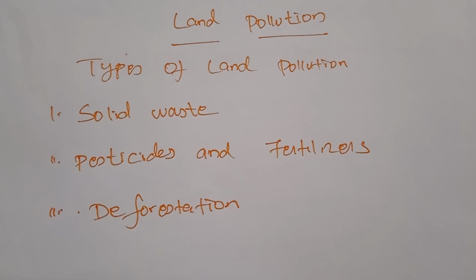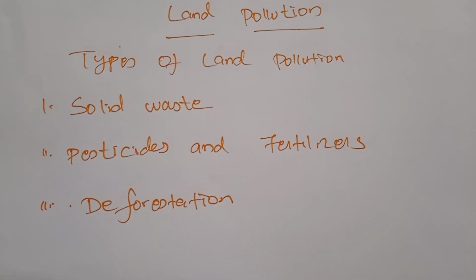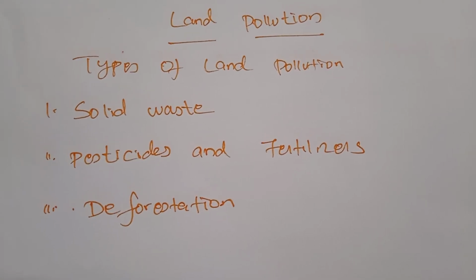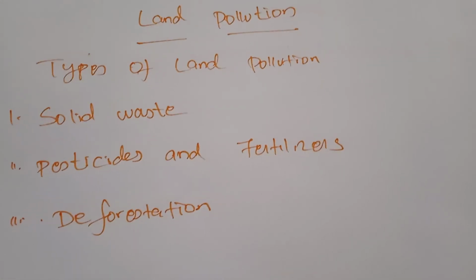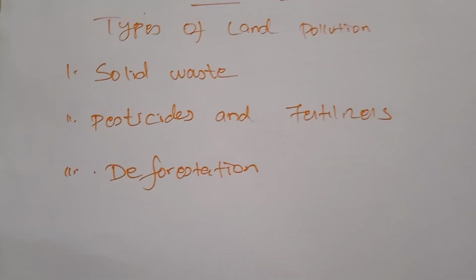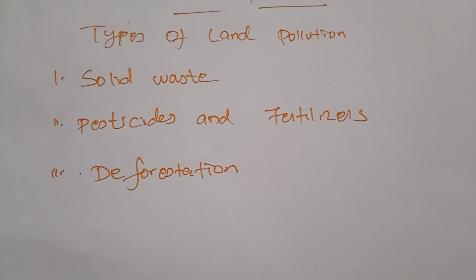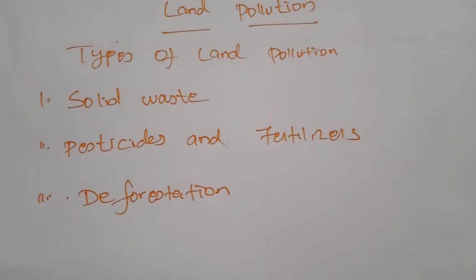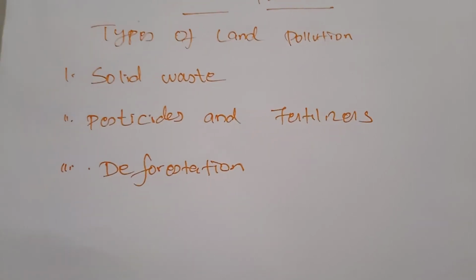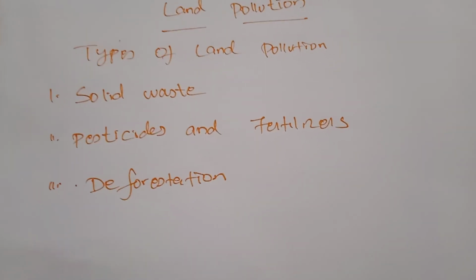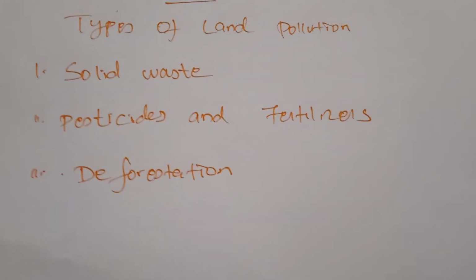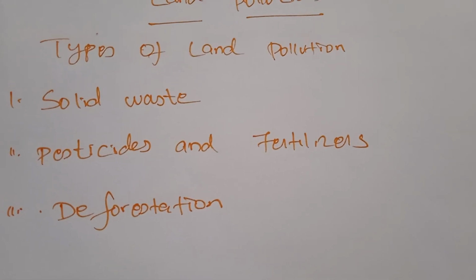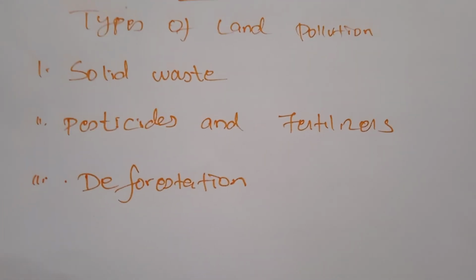Next, pesticides and fertilizers. Many farming activities involve the application of fertilizers, pesticides and insecticides for higher crop yield, which pollutes the land. Nowadays many farmers, in both urban and rural areas, use many chemical fertilizers, pesticides and insecticides. When we use them continuously, the land loses its fertility and productivity. Not only that, whatever crops are cultivated in that land also become poisonous.